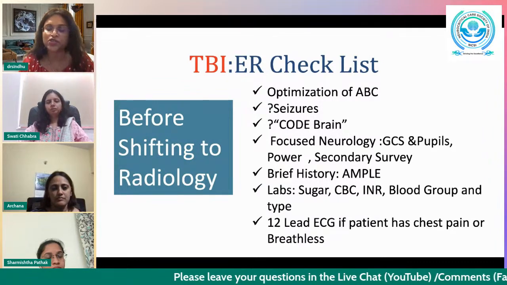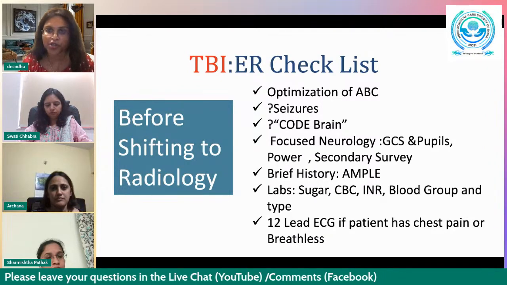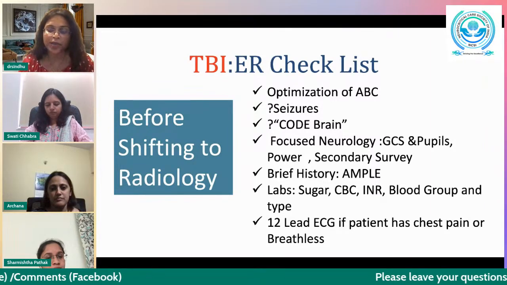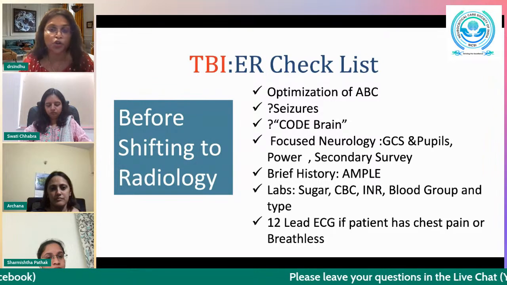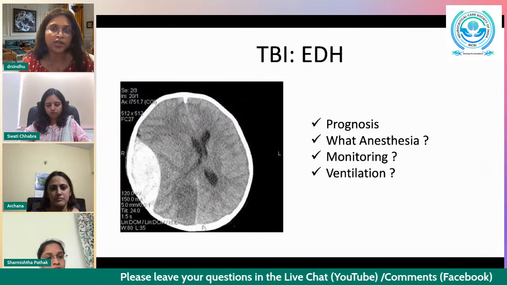I'm repeating it just to emphasize it. Clear the seizures, clear the code brain situation, do only a focused neurological assessment, take only a brief history, do the labs, and 12-lead ECG if the patient is having chest pain. If not, do it later. So on the CT scan, this patient is seen to have an EDH.